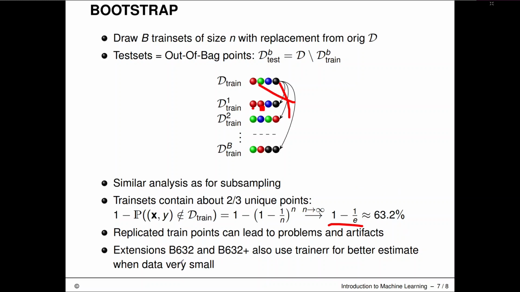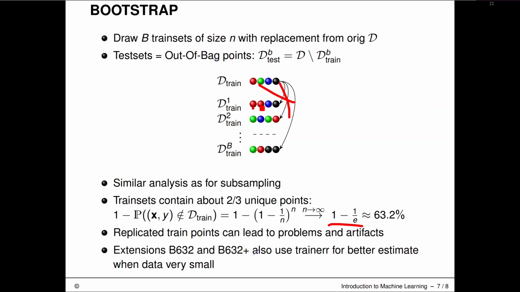I also want to mention here, for completeness' sake, that there are some extensions of the basic Bootstrap. So the B632 and the B632 Plus are made for small sample size situations. They have both been invented and studied in depth by Efron, and they also use the estimator of the training error, where we until now have said that this is kind of forbidden in machine learning to use for performance estimation because it can become so small.